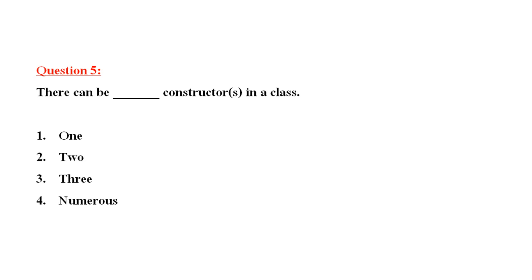Question 5. There can be dash number of constructors in a class. First option 1, then 2, then 3, and number 4 is numerous. The answer is numerous because the number of constructors will depend on the programmer's need. Okay, so the answer is the fourth option.